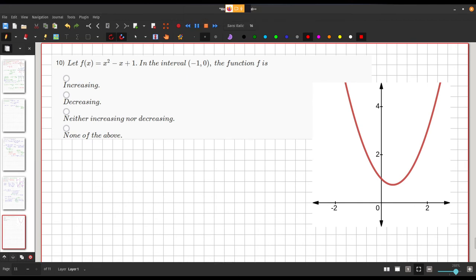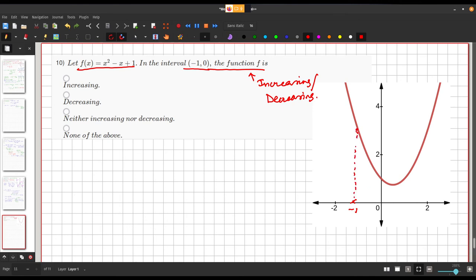Here we are given a function f(x) equal to x squared minus x plus 1, and in the interval minus 1 to 0 we have to find whether the function is increasing or decreasing. Minus 1 will be somewhere here, and 0 is here. This is the plot of f(x) equal to x squared minus x plus 1, and just by looking at the plot we can see that in this region the function is strictly decreasing, or decreasing, following the nomenclature of this course. So this is decreasing, and just by looking at the plot we can say this is the correct answer.